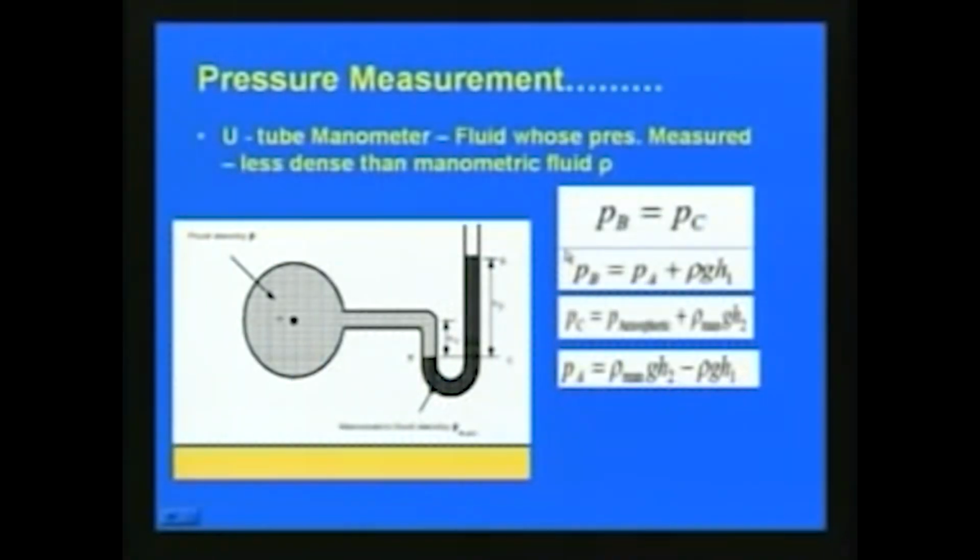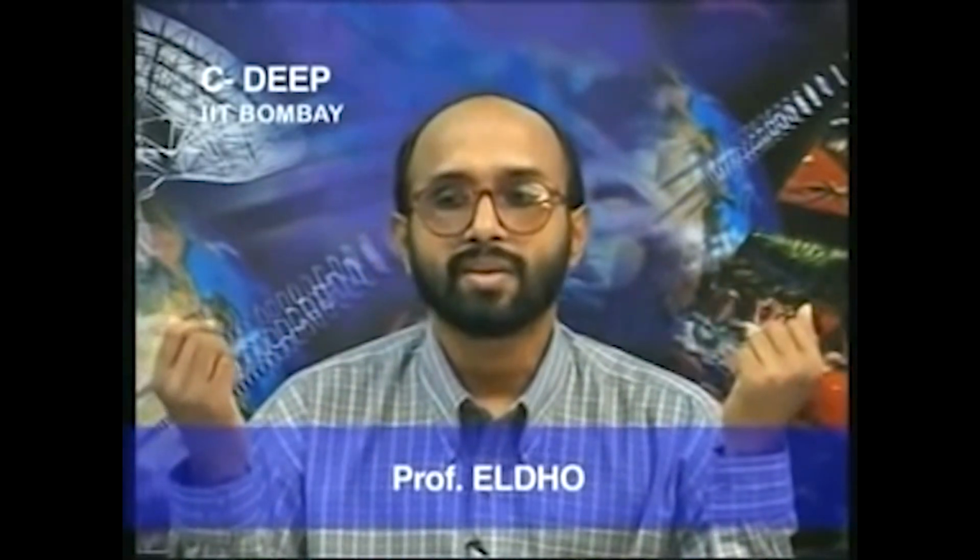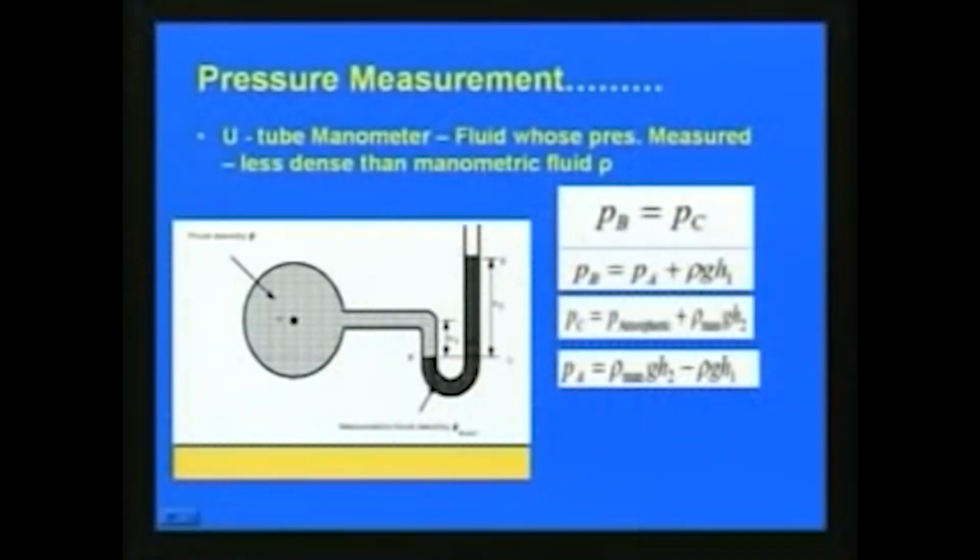As we have seen, the use of the piezometer has some disadvantages. We cannot measure the pressure very accurately, it cannot give small variations in pressure, and it cannot measure large pressure. So, another type of equipment we generally use in laboratories and other places is called a U-tube manometer. So, the pressure measurement using a U-tube manometer.